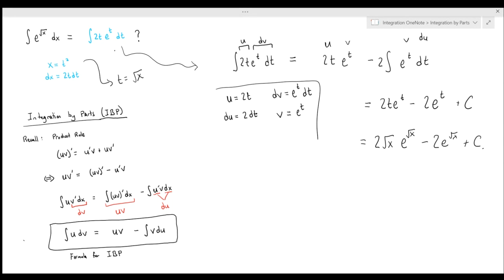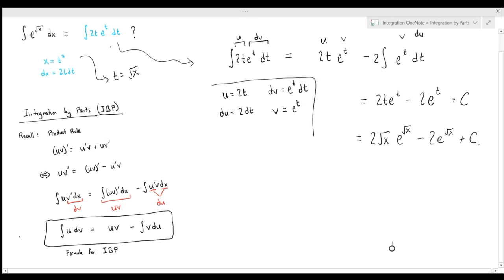Okay, so I wanted to start with this example just because I liked how it started with a change of variables, which is what we talked about earlier, and then how it involved integration by parts afterwards, all right? So any questions about this example right now?